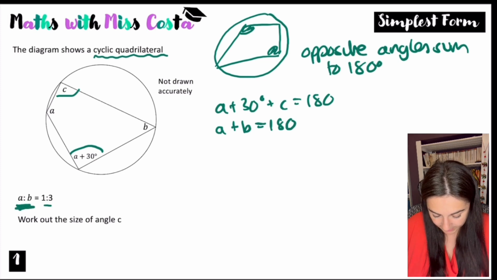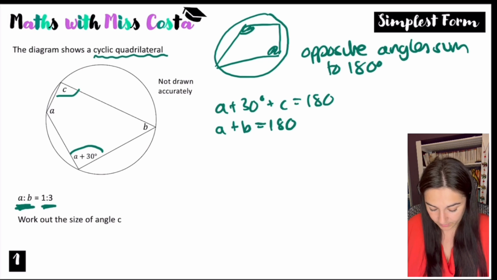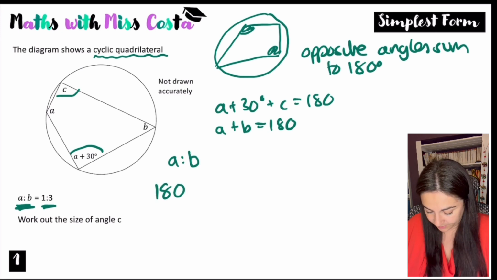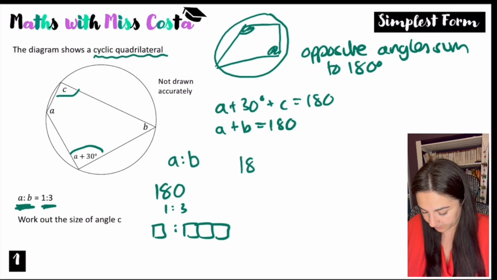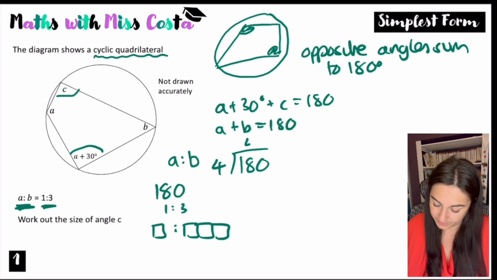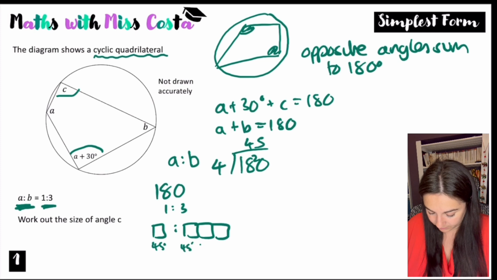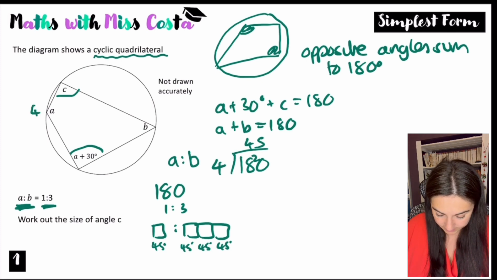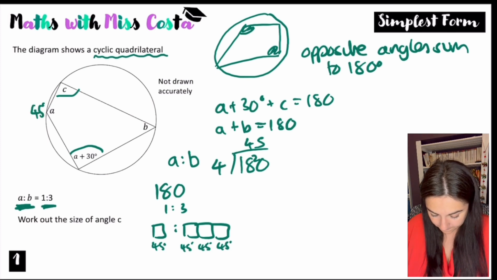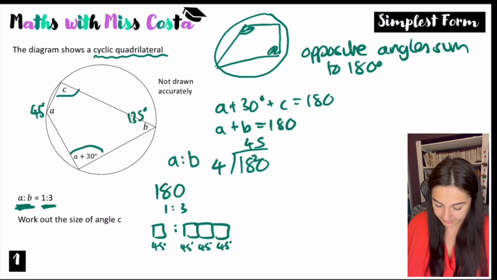Now, we know that the ratio of A to B is 1 to 3, and we also know that A plus B makes 180. So, therefore, we need to split 180 into the ratio 1 to 3. So, that's 1 part to 3 parts. So, in total, that's 4 parts. So, 180 divided by 4: 4 into 18 goes 4, remainder 2, so 4 into 20 goes 5. So each little part is 45 degrees. So therefore, angle A is 45 degrees, and angle B is 45 times 3, which is 135 degrees.